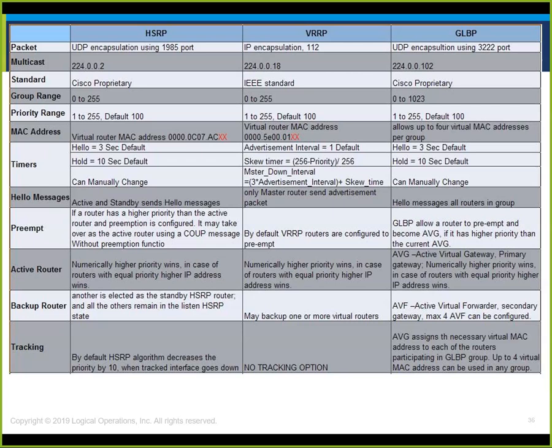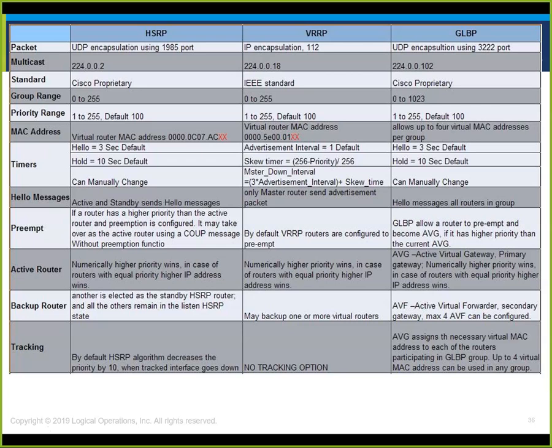It does its time calculation, as you can see, a little bit differently. GLBP, the same hello and hold time. The hello messages, active and standby send the hello messages. In VRRP only the master sends them. And then the hello messages in GLBP are sent to all the routers in the group.